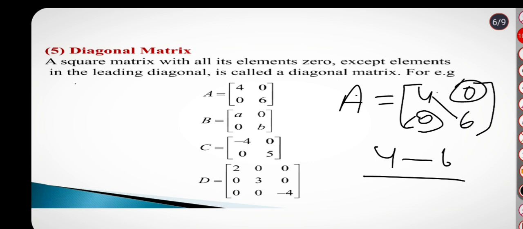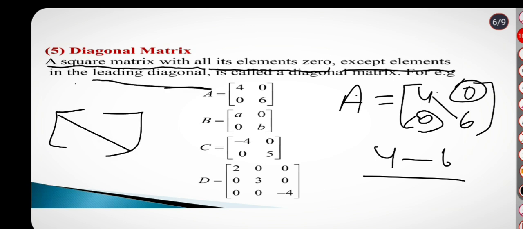You can also see in the definition: a square matrix with all its elements 0 except the elements in the leading diagonal. Leading diagonal means the leading diagonal elements are non-zero. So then we can see that this is a diagonal matrix.